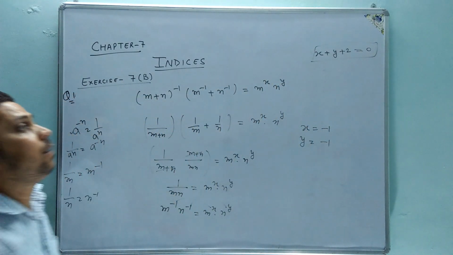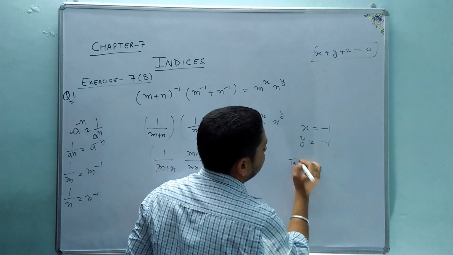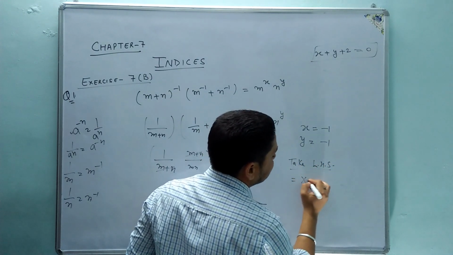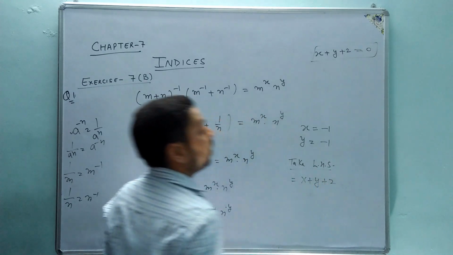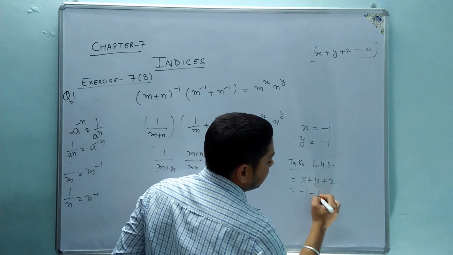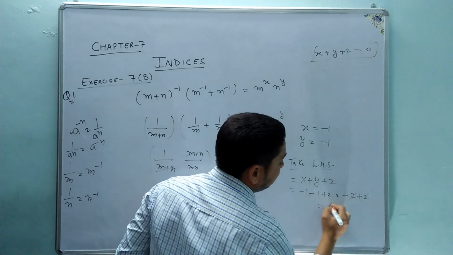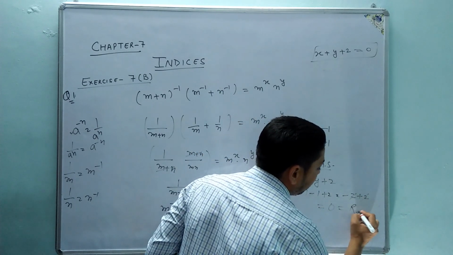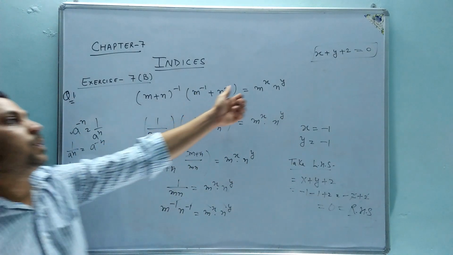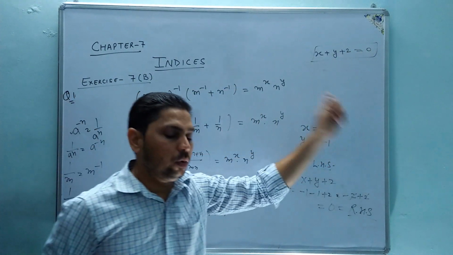Now what we have to prove? We have to prove that x plus y plus 2 is equal to 0. Now take the left hand side. What is the left hand side? This is equal to x plus y plus 2. We have to prove that this is equal to 0. Put the value of x and y: minus 1 minus 1 plus 2. This is equal to minus 2 plus 2, cancel. This is equal to 0, which is equal to the right hand side. So our condition is true that x plus y plus 2 is equal to 0 for the value of x equal to minus 1 and y equal to minus 1.